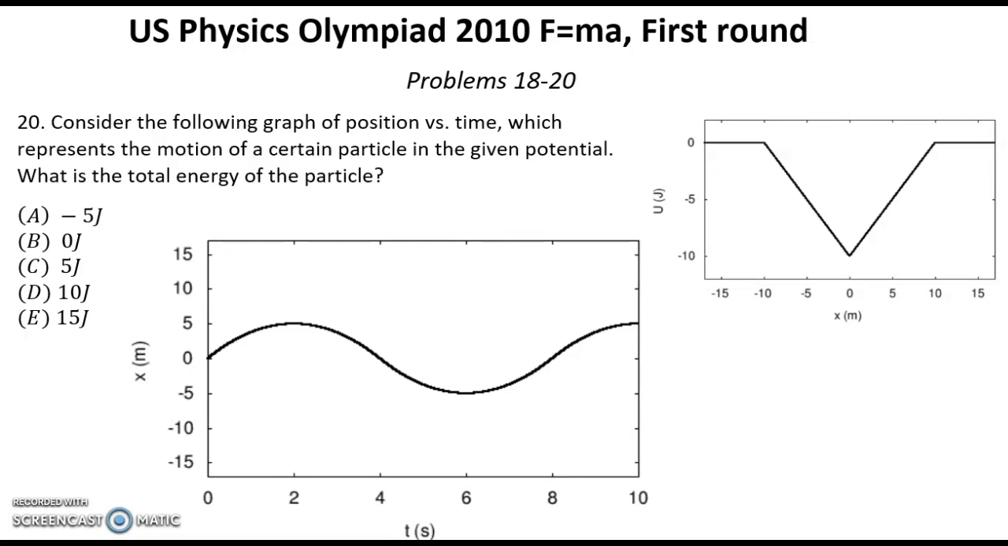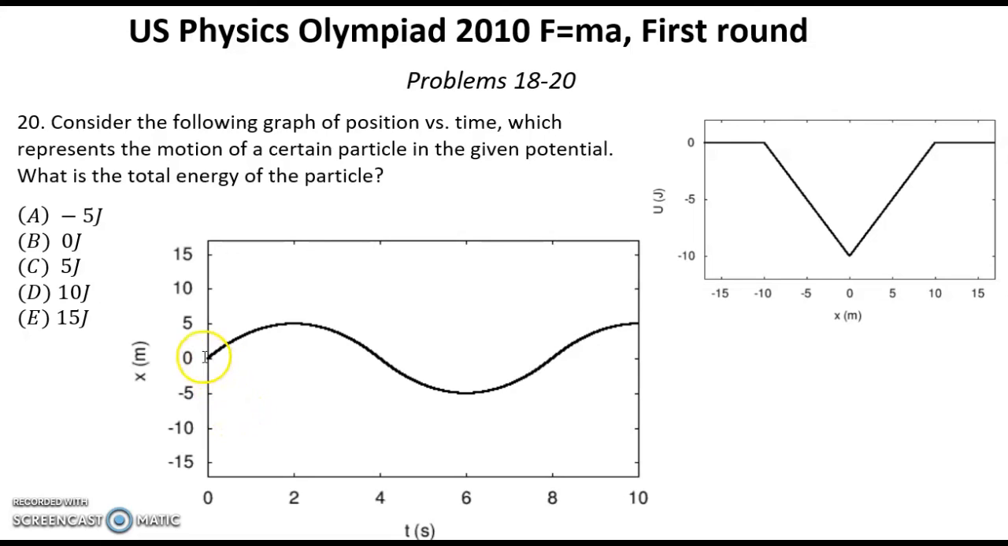Problem number 20. Consider the following graph of position versus time which represents the motion of a certain particle in the given potential. What is the total energy of the particle? Let's see.